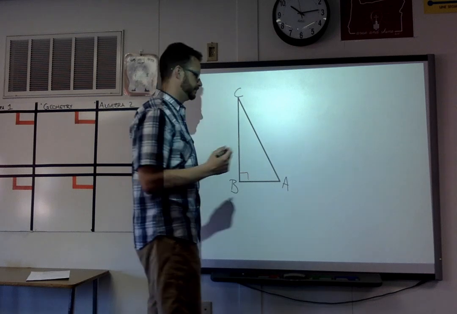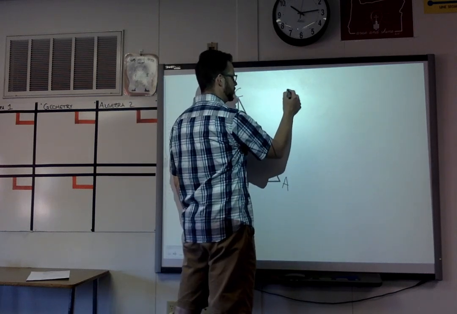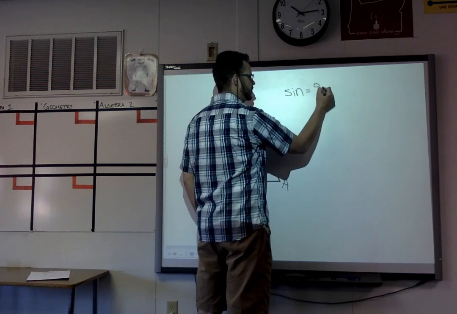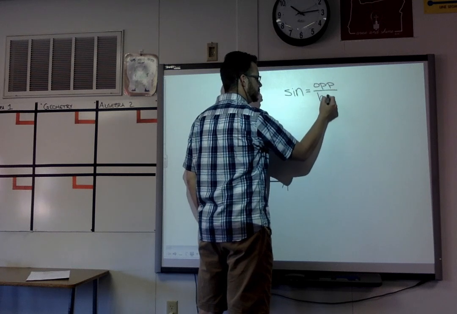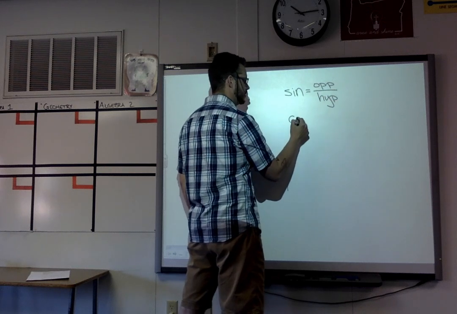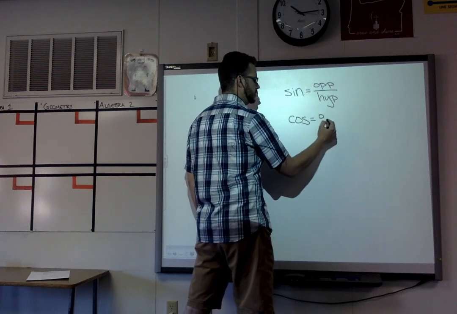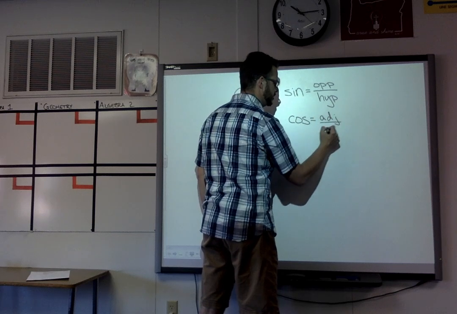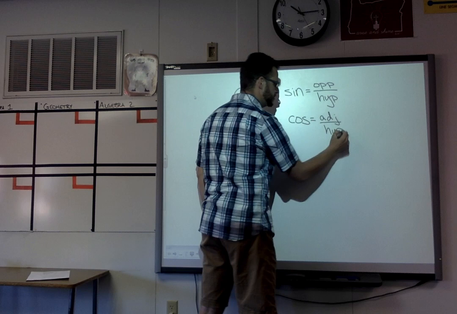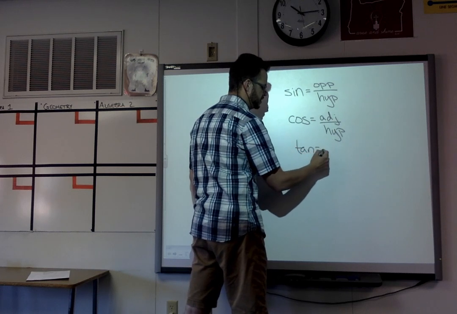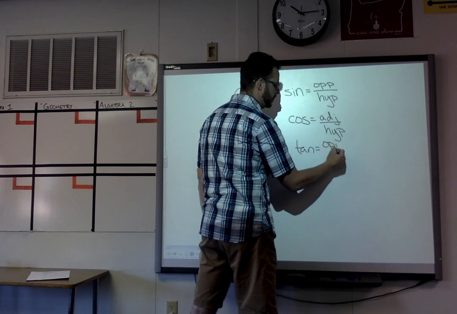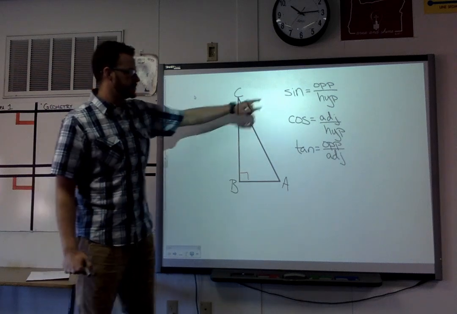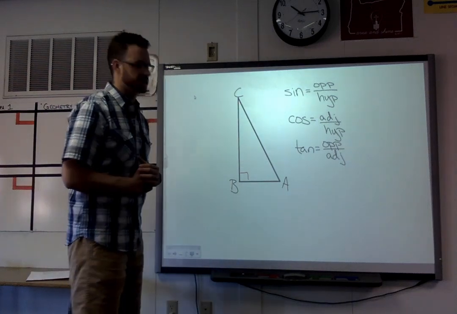In order to remember, we know that the sine of an angle is equal to the opposite side over the hypotenuse. The cosine of an angle is equal to the adjacent side over the hypotenuse, and the tangent of an angle is equal to the opposite side over the adjacent side. So those are our three trig ratios, sine, cosine, and tangent.